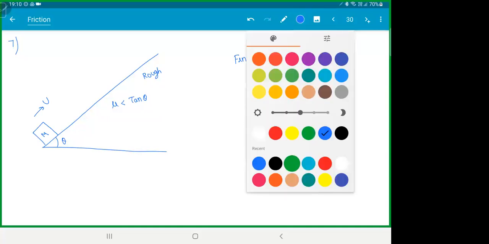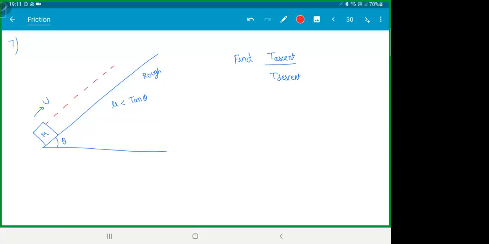So what will happen? The block will go up. It will stop for a moment, then it will again slide back. Find the ratio of time of ascent by time of descent. This is a good one. And don't say it is 1. It is not.